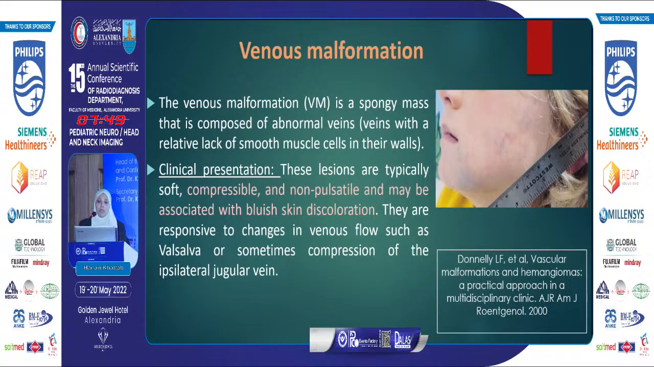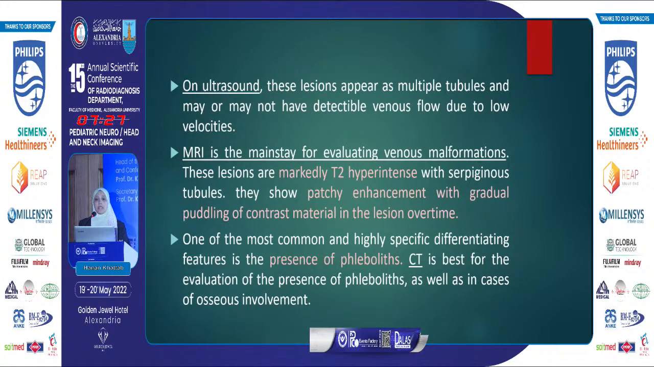Venous malformations are spongy masses composed of abnormal veins lacking smooth muscle cells in their walls. They are typically soft, compressible, non-pulsatile, and may be associated with bluish skin discoloration. They are responsive to changes in venous flow, such as Valsalva and sometimes compression of the ipsilateral jugular vein. On ultrasound, they appear as multiple tubules with no detectable or just minimal venous flow due to low velocities. Still, MRI is the mainstay for its evaluation.